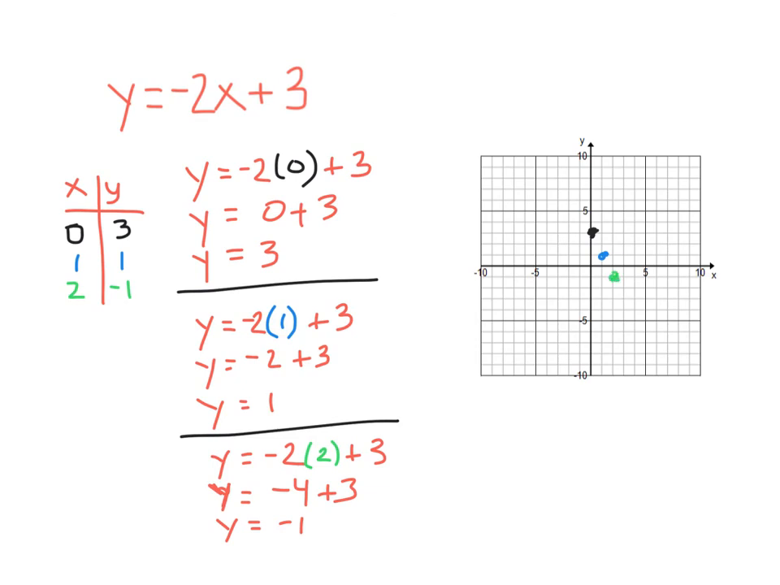Notice all 3 of those points are right on that same line, so now we can go ahead and draw our line through those 3 points, and we're good to go. No need to try to figure out what's m, what's b if you've forgotten.